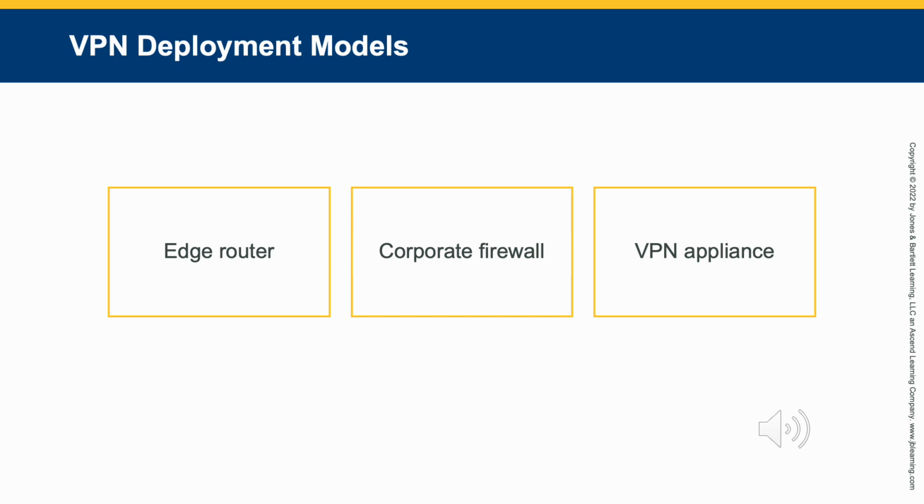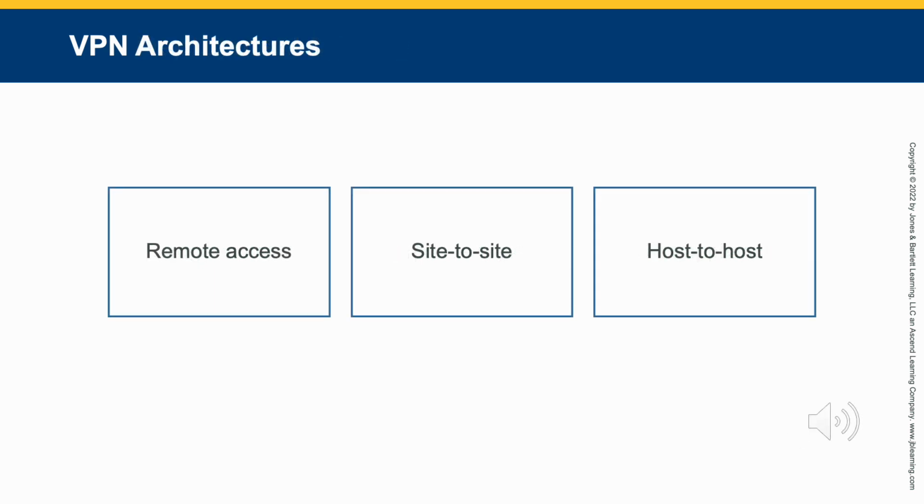Here are some of the VPN deployment models. You could deploy VPN solutions on edge routers, corporate firewalls, or a dedicated VPN appliance. VPN architectures: you can configure VPNs for just remote access, you can configure VPNs for site-to-site connecting disparate locations, and host-to-host, one endpoint to another endpoint.